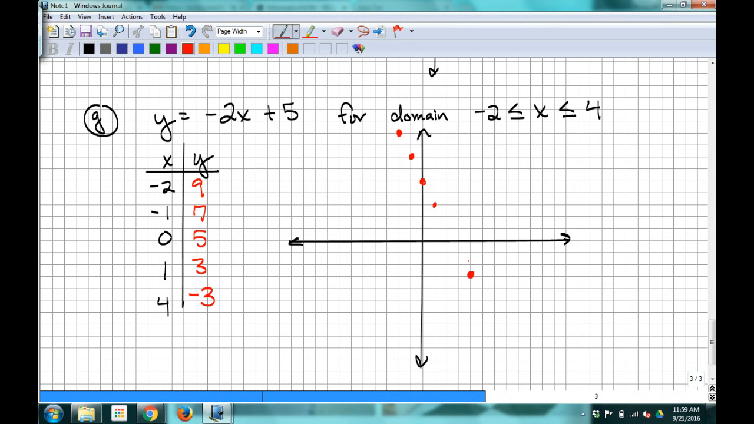Now, will this one have arrows on either end? Why not? It's restricted on both directions, right? It only goes between the x value of negative 2 and the x value of 4. So this one does not have arrows on the ends because it's restricted by that domain. That's not going to happen on a lot of them, but it does happen. And I do want to show it to you.